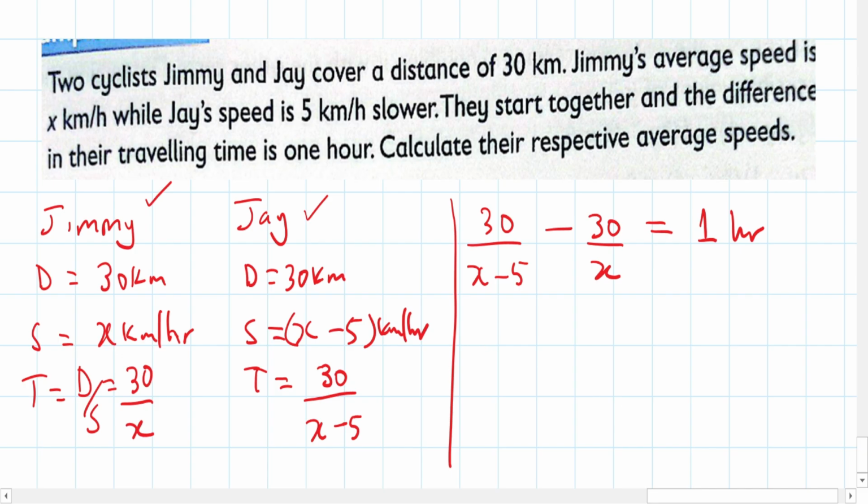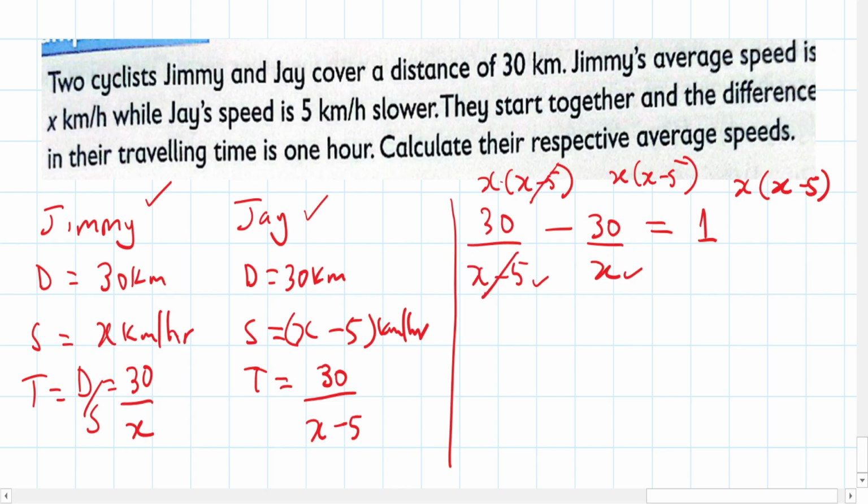Now, after getting this, the next step is to find the LCM of x and x minus 5. The LCM of x and x minus 5 is just basically x times x minus 5. So we multiply by the LCM throughout, x times x minus 5, and you multiply here too. Since this is an equation, the denominators will cancel out.